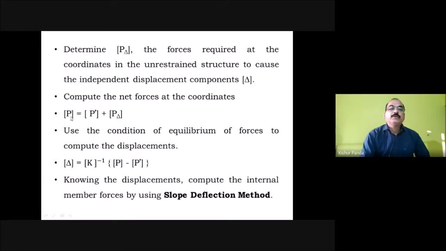Then compute the net forces. So this is the net force: P is equal to P dash plus P delta. From this P delta, use the condition of equilibrium of forces to compute the displacement. Then P delta is equal to K into delta.